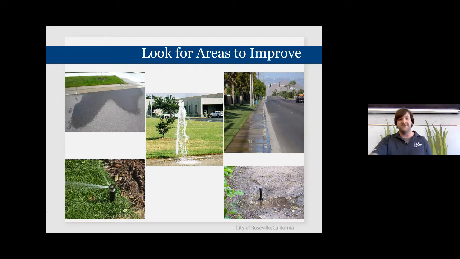A couple other issues you might see down at the bottom are some clogged sprinkler heads. Most of these issues are really easy to fix. And that's why you want to flag them and be able to make those small adjustments to optimize. Next slide.